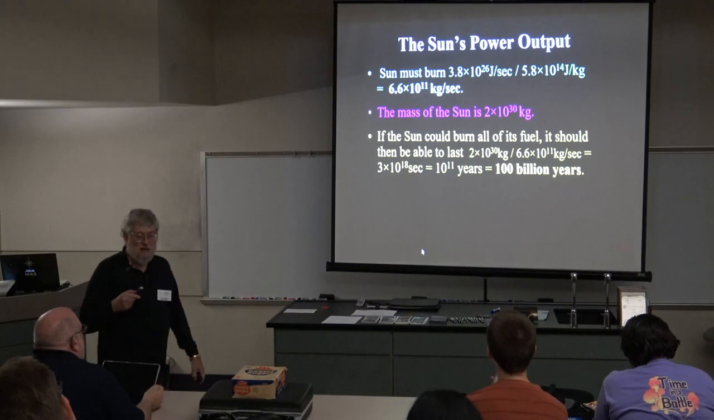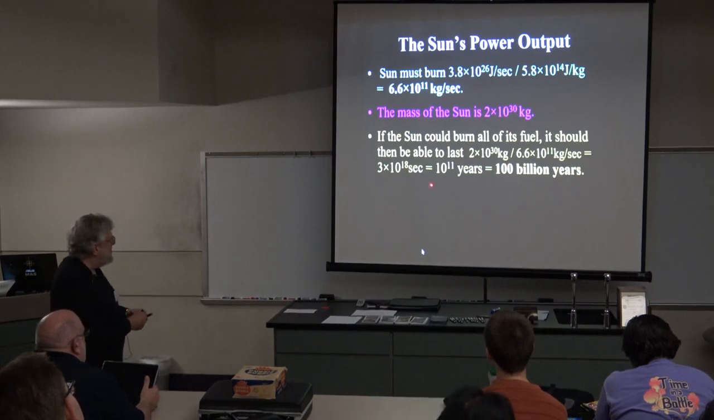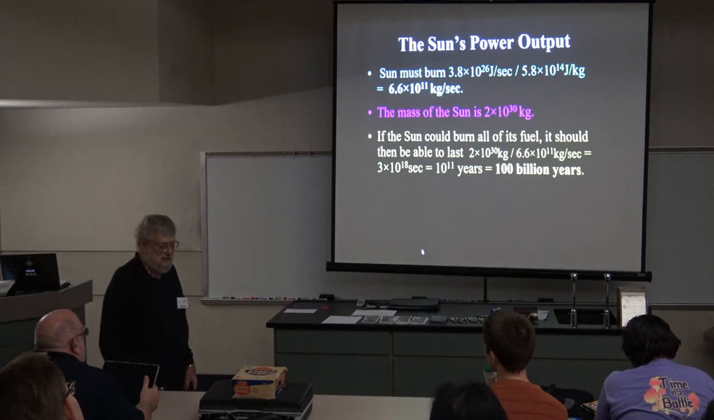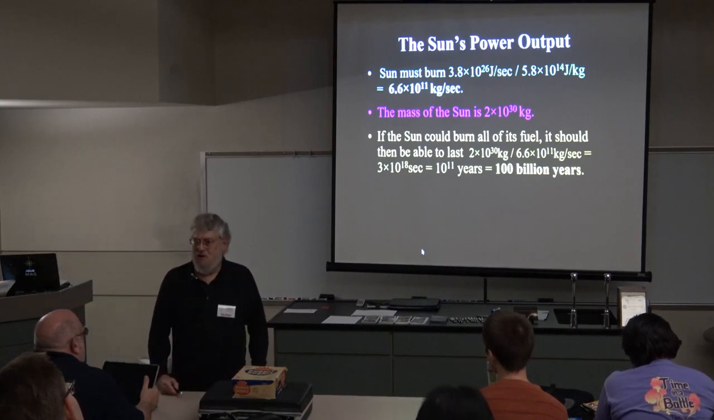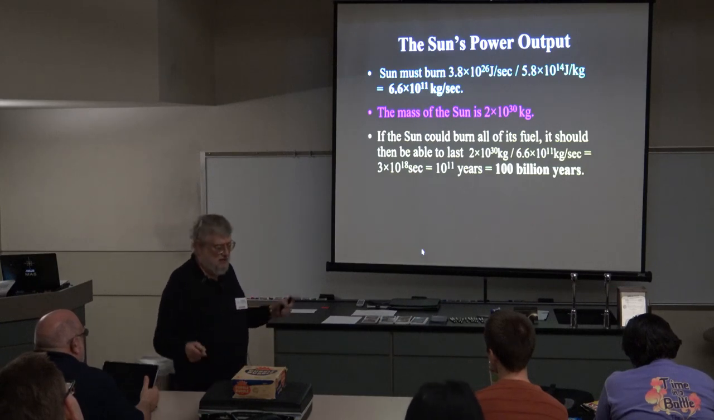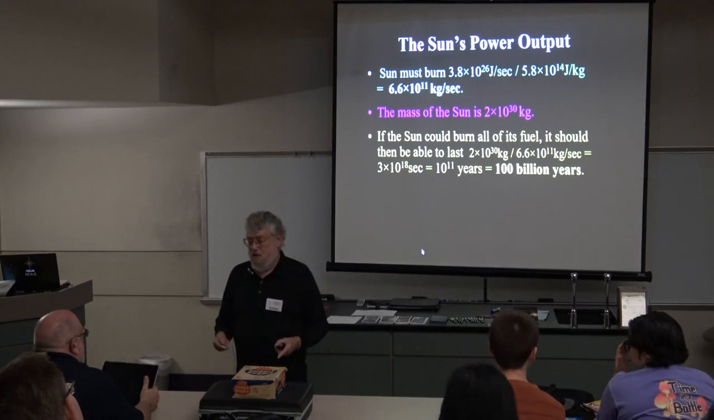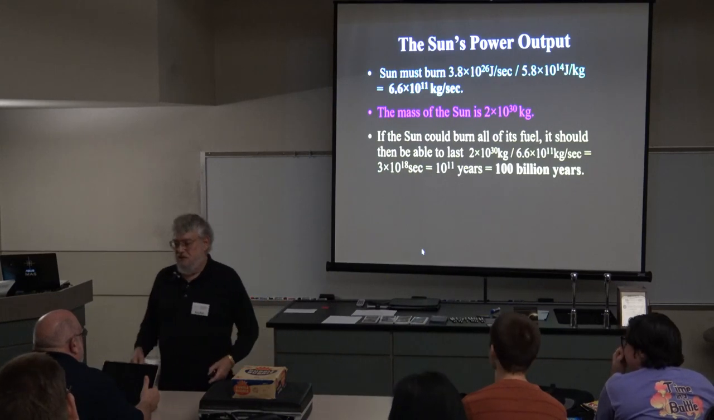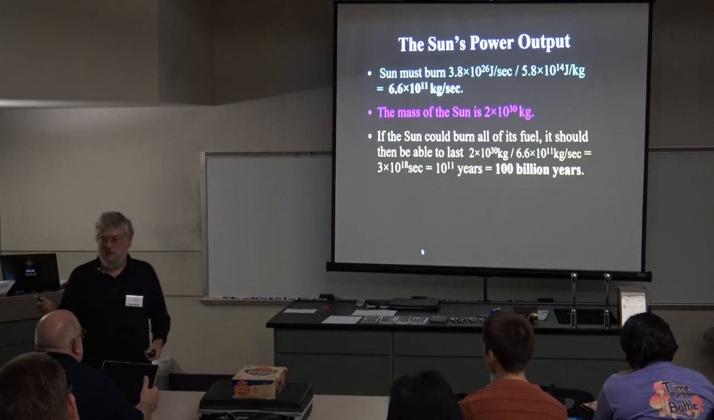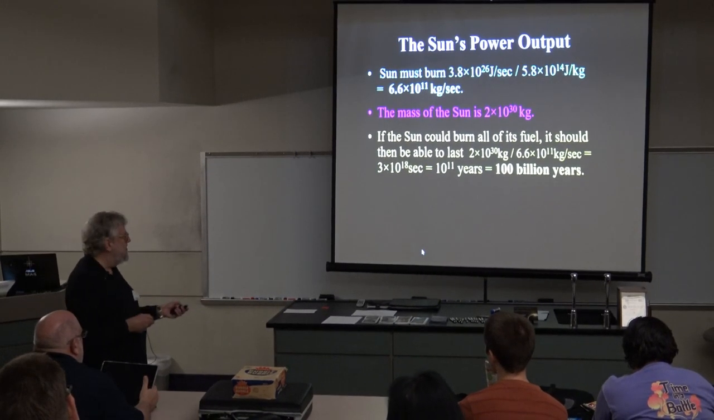If the sun could burn up all of its hydrogen, it would then be able to last by this divided by this, or that many seconds, or 100 billion years. The only catch is that the sun can't burn up all of its material, because only that in the central part of it is under enough pressure and temperature to carry out the fusion reaction. The part up near the surface won't undergo this reaction, so once about 10% of the sun's mass is used up, then it's done.